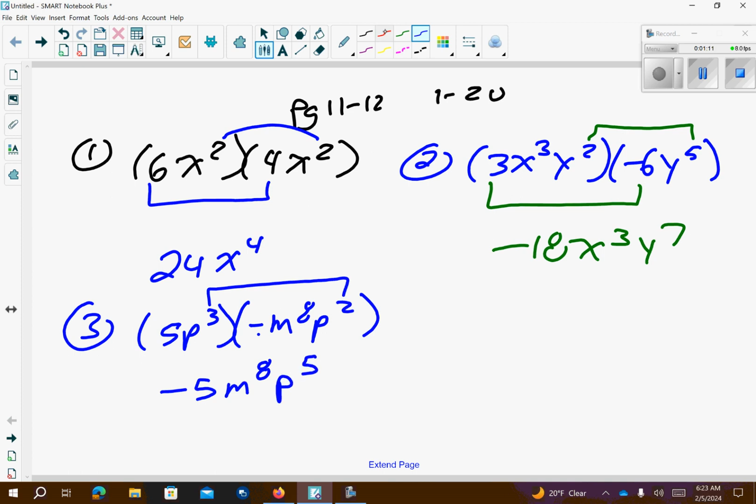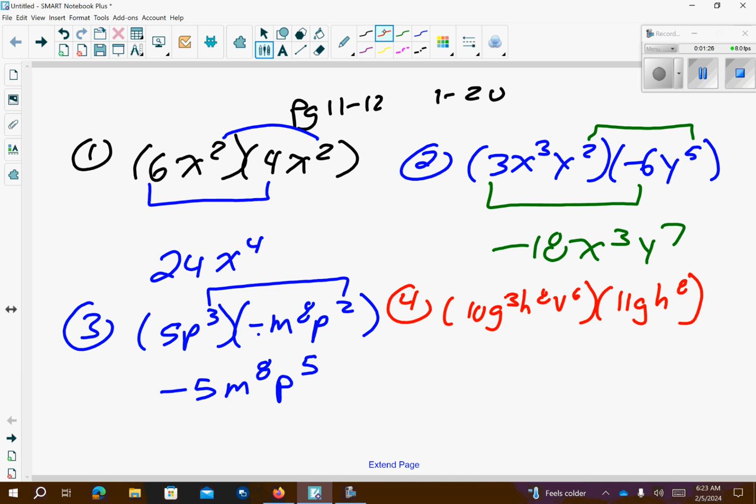the 5th. Number 4, you get 10g to the third, h to the 8th, v to the 6th, times 11g h to the 8th. Okay, so I'm going to go 11 times 10, that gives me 110. That's a g to the first, so g to the third and g to the first, add those together gives me g to the fourth. H to the 8th and h to the 8th is h to the 16th, and there's no other v's, so then v to the 6th comes down.